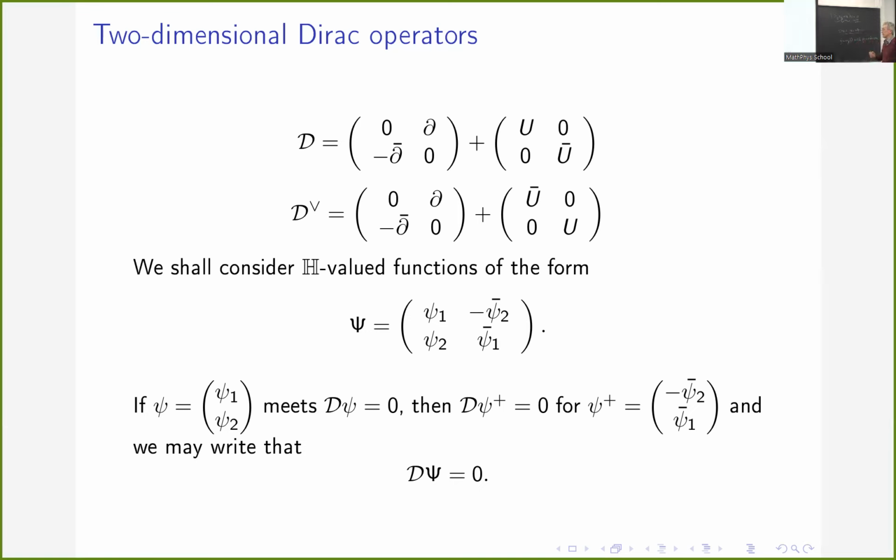It's a very simple realization. So if psi, the vector function, meets this equation, D psi equals 0, and this is the first column of this matrix, then if we substitute in this equation the second column of the same matrix, that would again be a solution, and so we may write this together as D psi equals 0. This is for simplicity, because algebraically it is simpler to work with quaternion valued matrices.